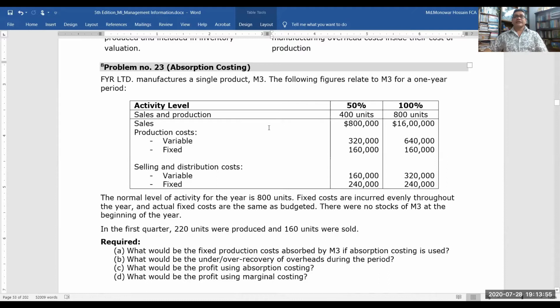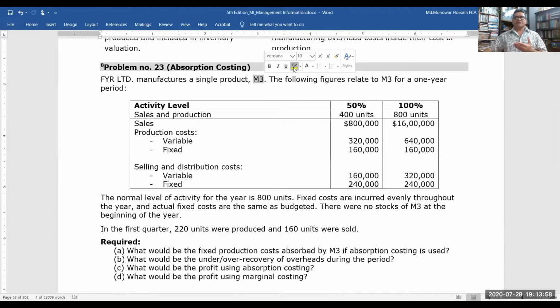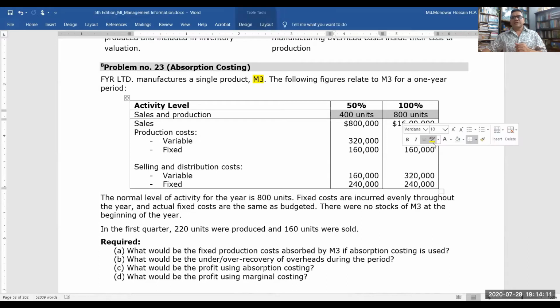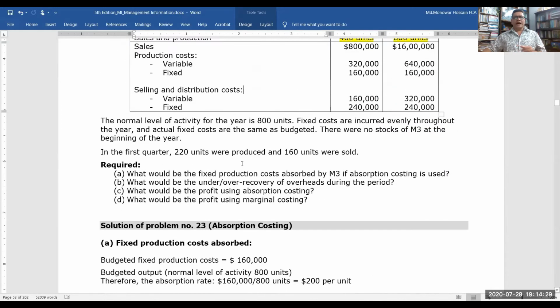If we are manufacturing a single product M3, the following figures are for a 1 year period at two levels, the 50% level and the 100% level. Sales and production are 400 units at the 50% activity level, and 800 units at 100%. Sales are 8 lakh and 16 lakh; production cost, variable and fixed, is separated, and selling and distribution, variable and fixed, also. The normal level of activity for the year is 800 units.